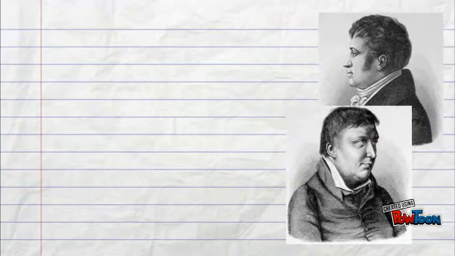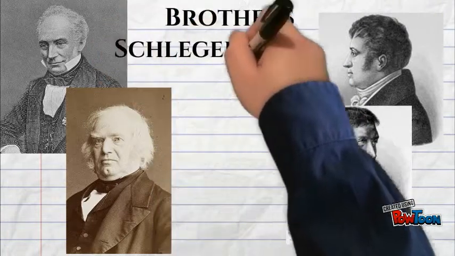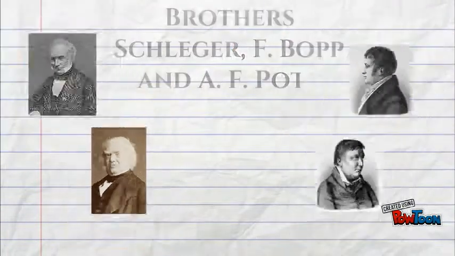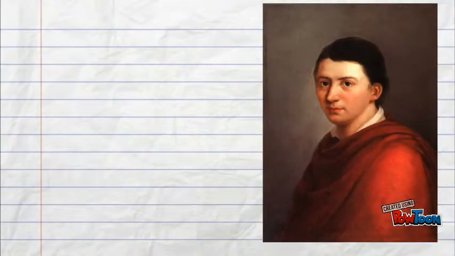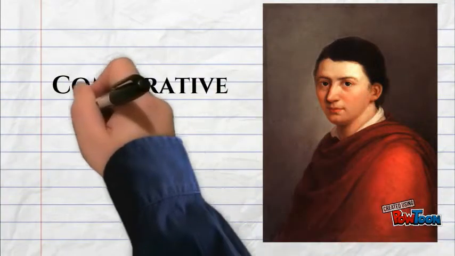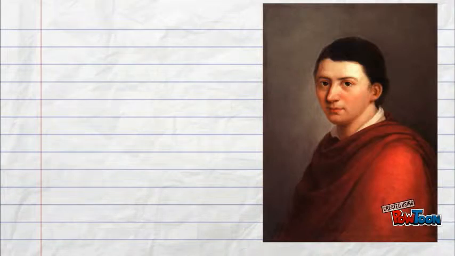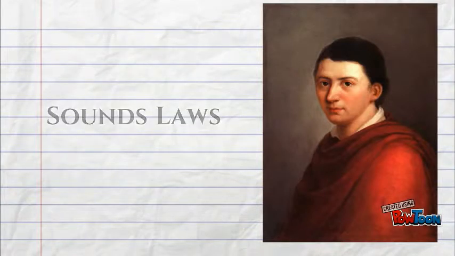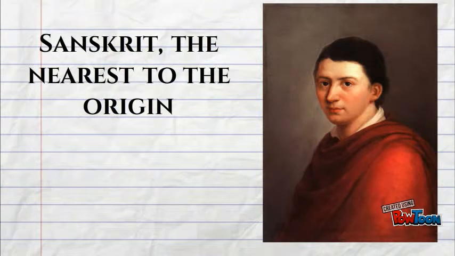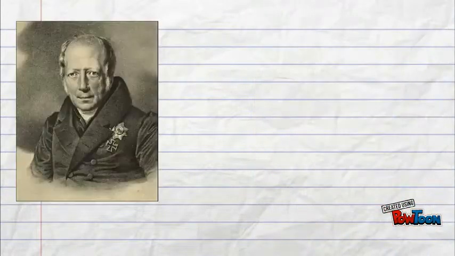The era of German scholars began with the brothers Schlegel, Bopp, and Pott. Friedrich Schlegel was the first to use the term comparative grammar. We can see the importance of his work since it is the first of the sound laws. Sanskrit was now considered as the nearest language to the original one.